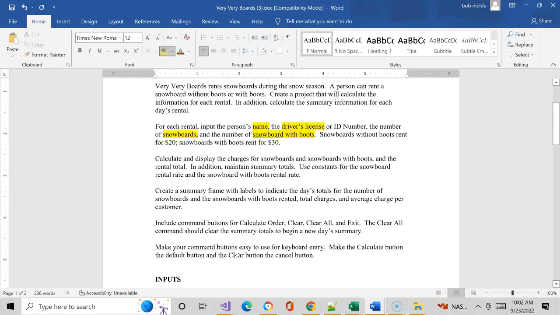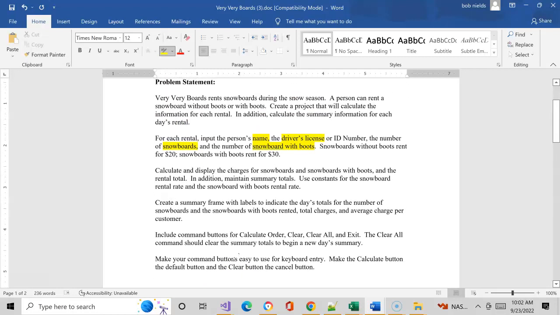All right, the outputs. We have to calculate and display the charges for snowboards, so that display piece is an output, and snowboards with boots, and the rental total. We got it. In addition, maintain summary totals. All right, what does that mean?